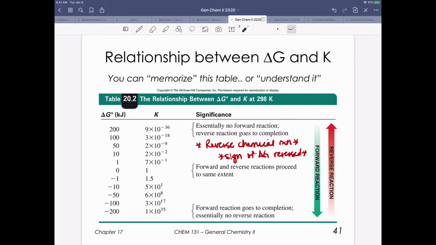But going over to the flip side here, if we've got a very negative delta G, that means a very large K, that means our forward reaction is going to essentially go to completion, and essentially we're not going to have any of our reverse reaction.